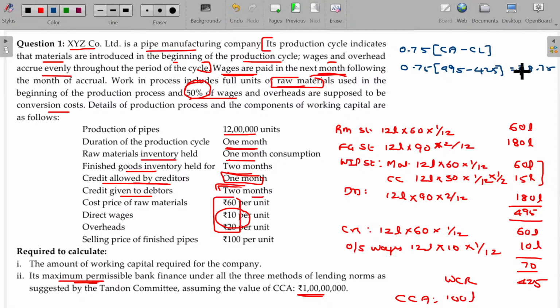318.75. Is that clear? In the other approach, 0.75 of current assets should be subtracted from the current liabilities other than bank loans. So 0.75 into current assets 495, and current liabilities 70 is subtracted. So this value is lesser, 301.25. Clear?